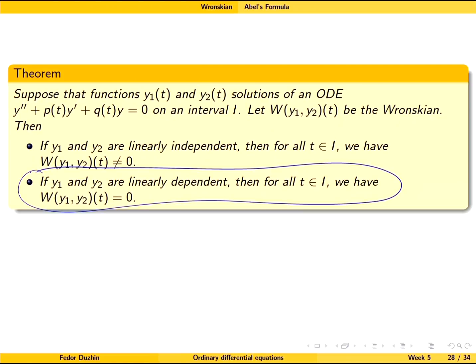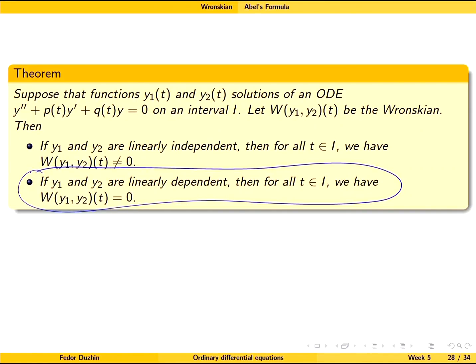Well, but we are yet to show that if two functions are linearly independent, then their Wronskian is not 0, because if these two functions are not solutions of the same second order linear differential equation, then it is possible that they are linearly independent, but the Wronskian is still 0. We saw an example of that, right?